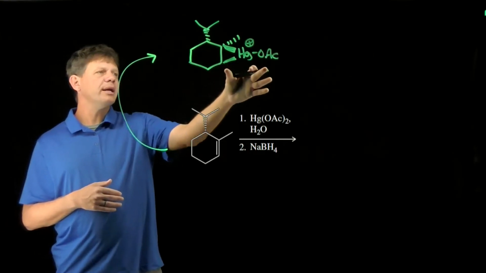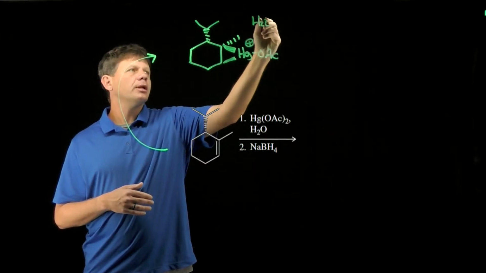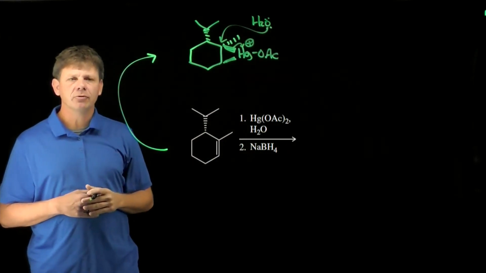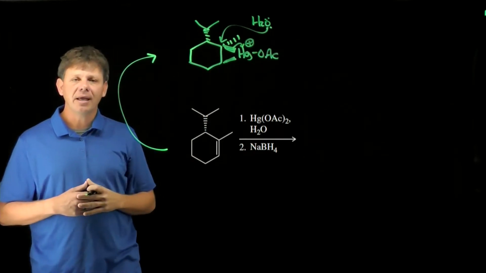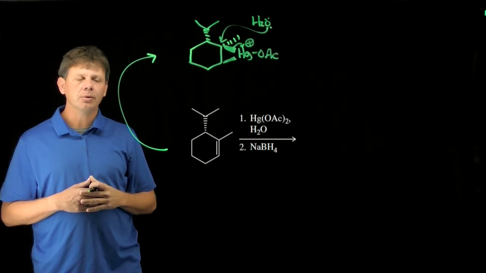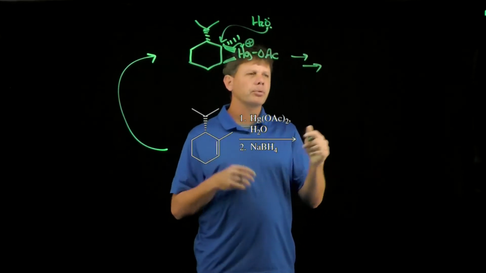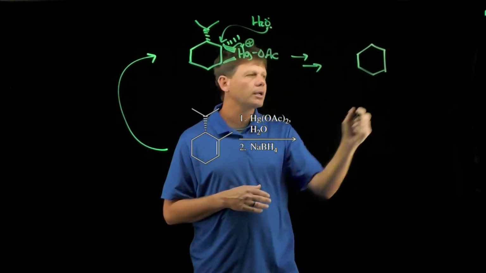All right, so once we've made that mercurinium ion, we know that water is going to open the mercurinium ion on the side that is most substituted. So at the carbon of the mercurinium ion that is most substituted, but on the opposite face of the molecule. So again, we're not going to show the full mechanism after a proton is removed. This will give us this as our product.